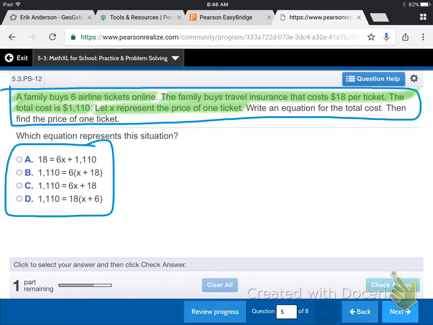So right away I know that x is the price of one ticket, but in addition to that, they're paying $18 per ticket for the insurance. So this right here is the total cost of one ticket. It's the ticket itself plus the insurance, okay? This whole thing, x plus 18, is one ticket, and how many did they buy? They bought 6. So we're going to multiply all of that ticket price times 6.